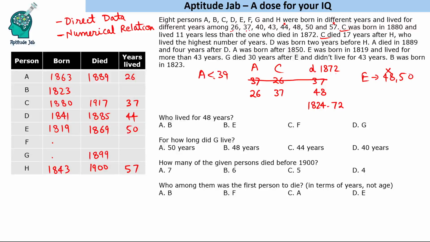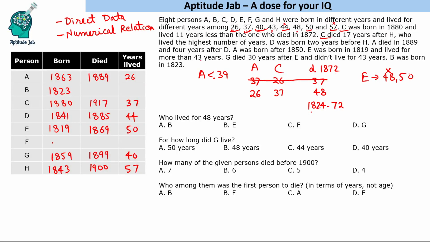So what are the values left? 26 is done, 37 is done. 40 and 43 are not done, 44 is done, 50 is done, 57 is done. G cannot be 48 years old because 48 years is 1824 to 72. G did not live for 43 years, as mentioned here. So G lived for 40 years, 1859 to 1899.